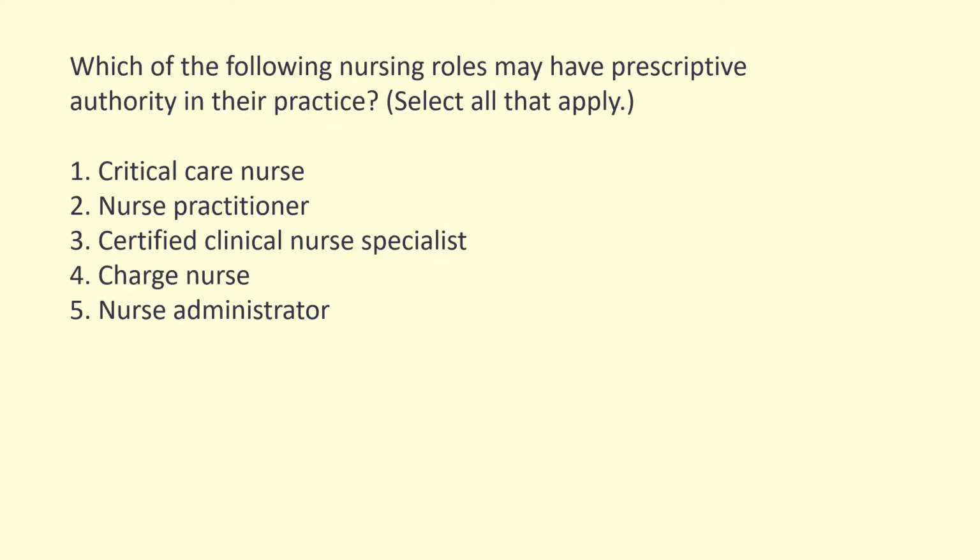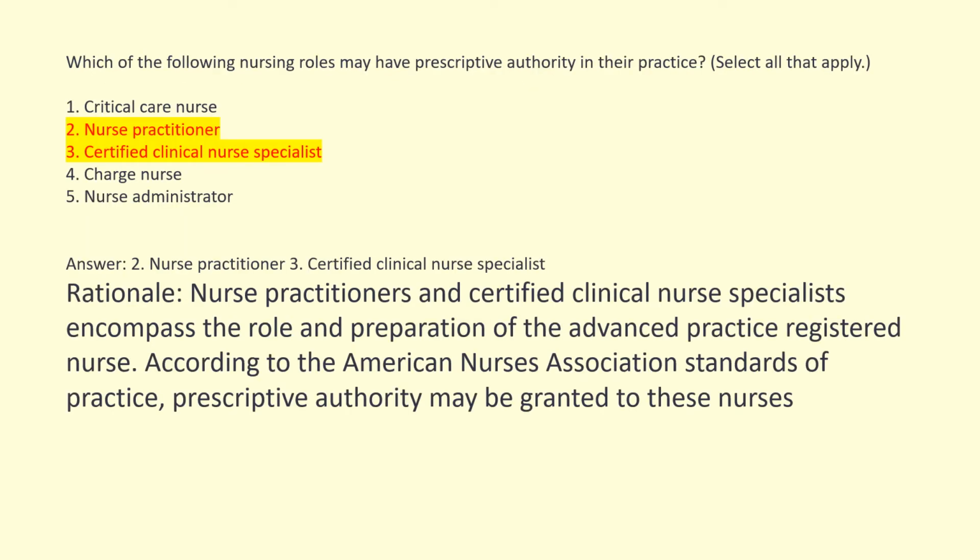Which of the following nursing roles may have prescriptive authority in their practice? Select all that apply. 1. Critical care nurse. 2. Nurse practitioner. 3. Certified clinical nurse specialist. 4. Charge nurse. 5. Nurse administrator. Answer 2. Nurse practitioner. 3. Certified clinical nurse specialist. Rationale: nurse practitioners and certified clinical nurse specialists encompass the role and preparation of the advanced practice registered nurse. According to the American Nurses Association, standards of practice prescriptive authority may be granted to these nurses.